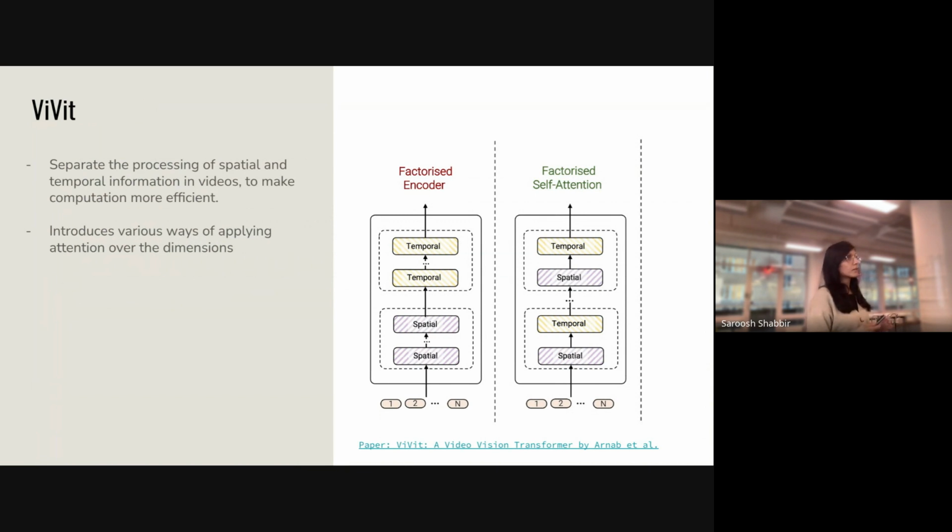The point being that when you have the temporal dimension also, it's another dimension that the attention mechanism has to account for. Either one can apply attention completely to the spatial dimensions and then go to the temporal part, which is a factorized encoder. So you're applying attention to each dimension separately, or you do it one by one, spatial then temporal in one layer, and then again spatial then temporal in the next layer.